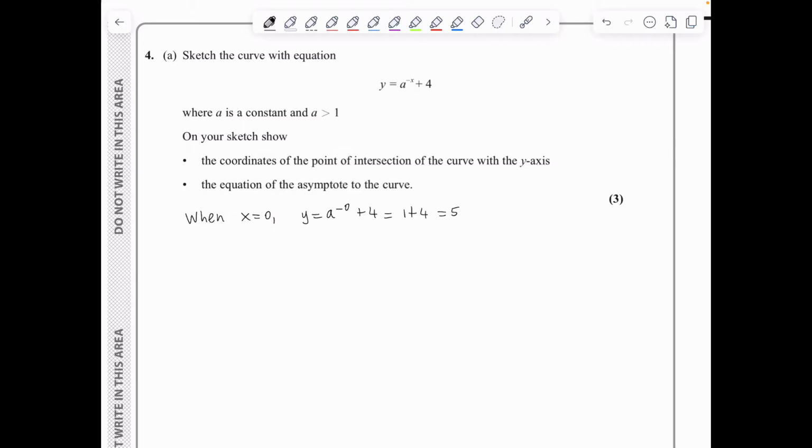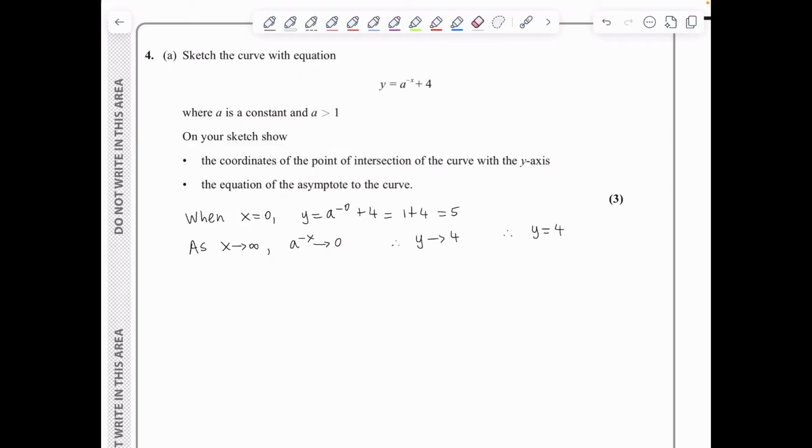Now to find the equation of the asymptote, there is a horizontal asymptote here. So I will consider what happens to y as x goes to infinity. So as x goes to infinity, a to the minus x will go to 0, because essentially a to the minus x is going to be 1 over a to the x, and this is growing larger and larger, so essentially we are tending to 0, and therefore we can see that y is tending to 4, and therefore the equation of the horizontal asymptote is y is equal to 4.